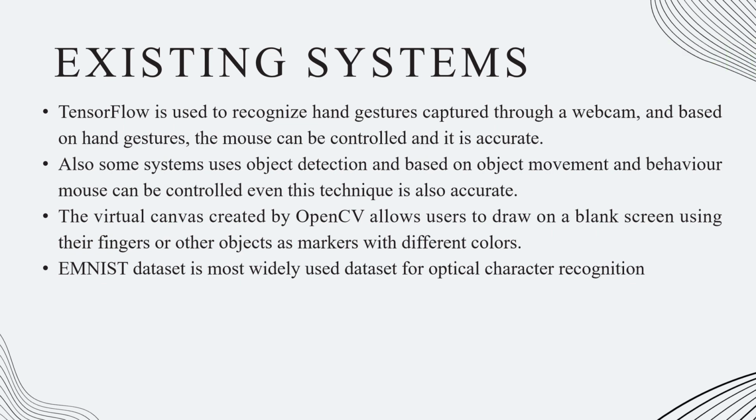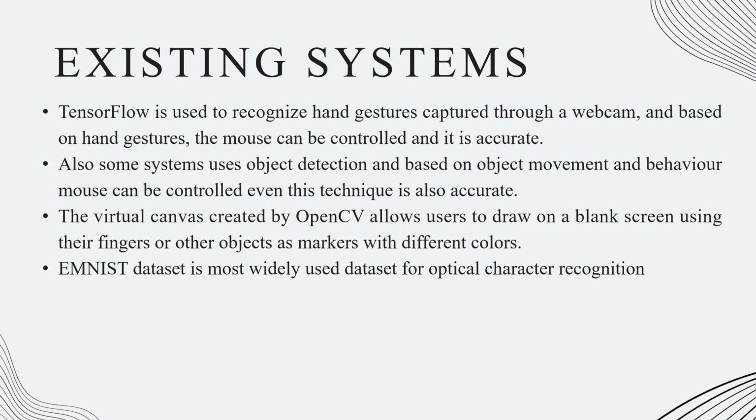The existing system summarizes that TensorFlow is used to recognize hand gestures, and based on these hand gestures, the mouse can be controlled, and it is accurate according to the market. There is also another software where an object is detected, and based on the object's movement, the mouse is controlled. And there are some other softwares which use a virtual canvas to draw the shapes that the user needs, and the colors can be changed.